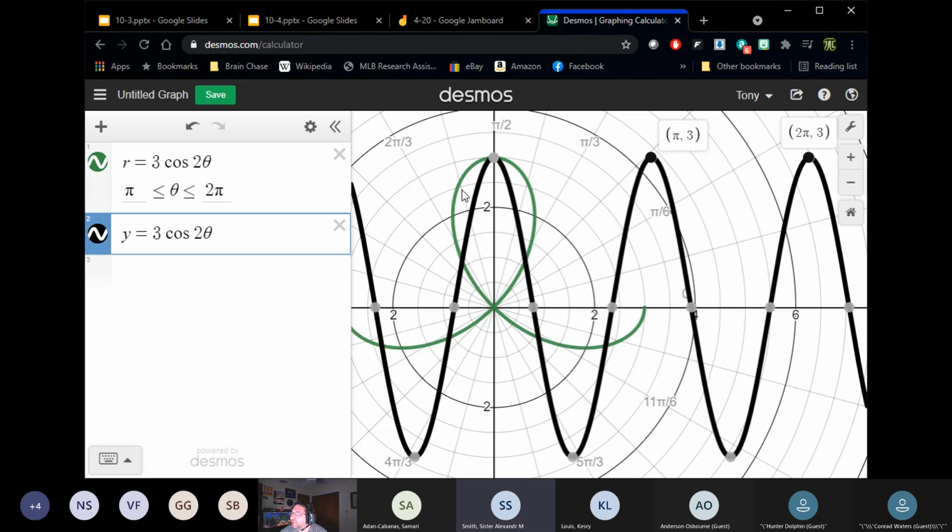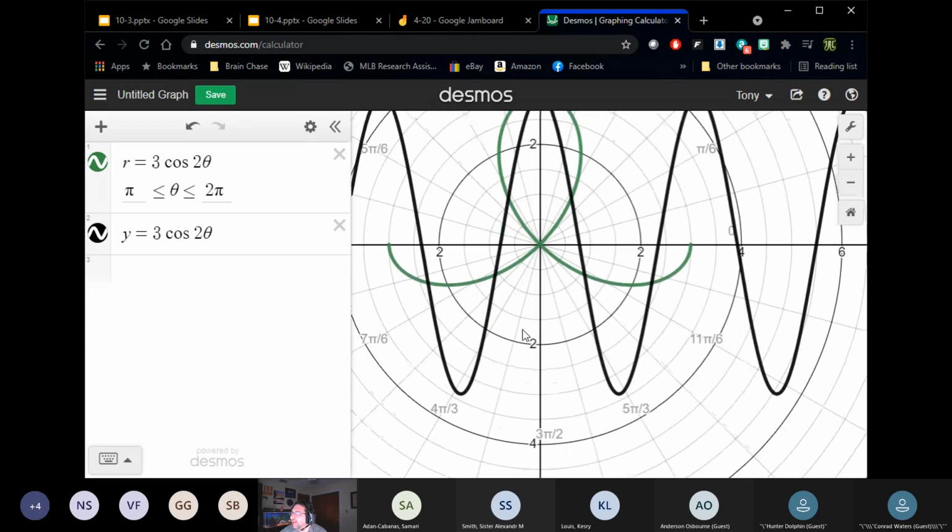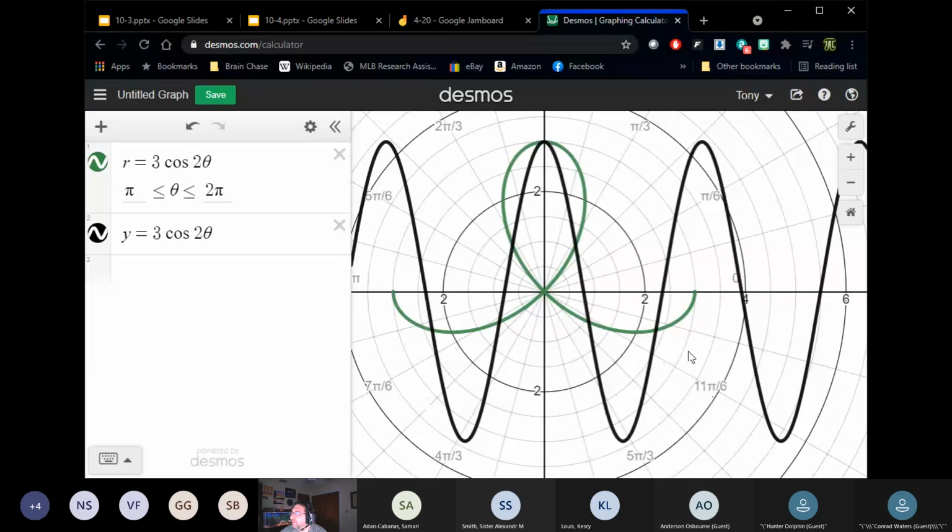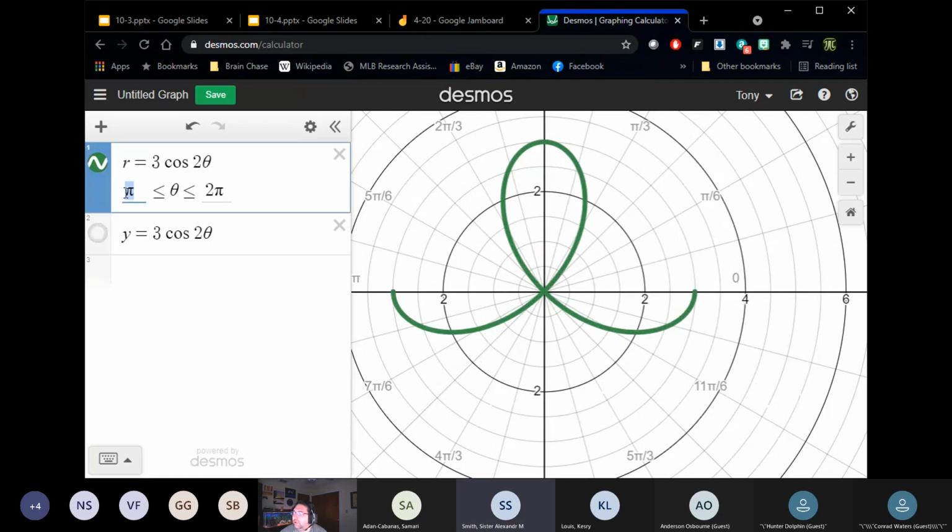So the reason it switches, instead of being on the bottom like the first one was, is because the thetas I'm working with now are down in the third quadrant and the fourth quadrant. So that's why it basically takes what I figured out for the first part of it and flips the entire thing over. And that's how I get the nice little four leaf flower.